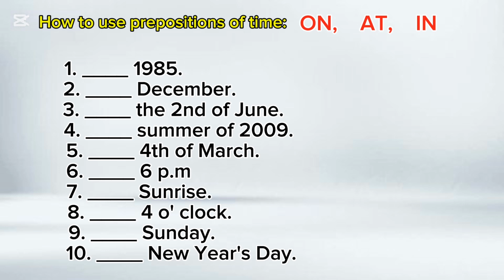When to use on? We use on when we want to talk about days and dates. We use at when we want to talk about clock time, or a precise point of time. We use the preposition in when we want to talk about years, months, and seasons.